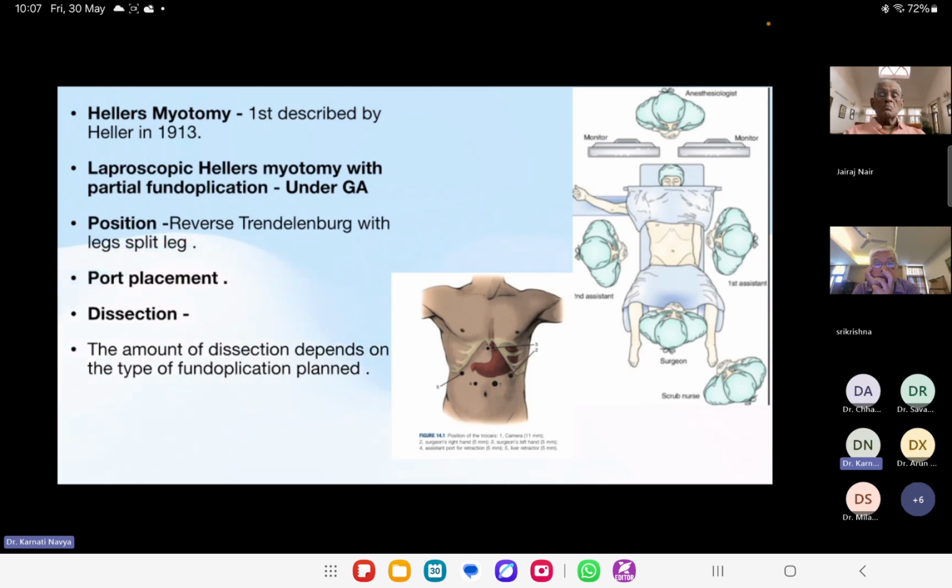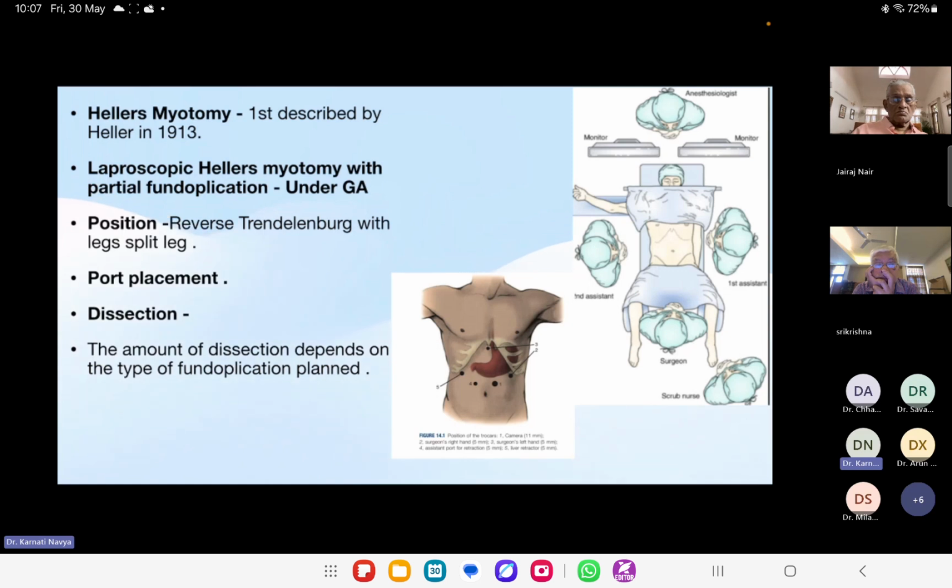The port placement, you can see in the image here. There is one port for the camera, one for the surgeon's right hand, then one for the surgeon's left hand to dissect around the esophagus. On the right hand, it is to hold the esophagus. Whereas the fifth port, below the xiphoid, below the rib cage, is for the assistant to retract the liver. And the assistant port is present for retraction, that is 4.